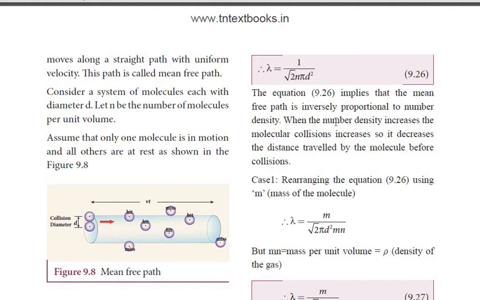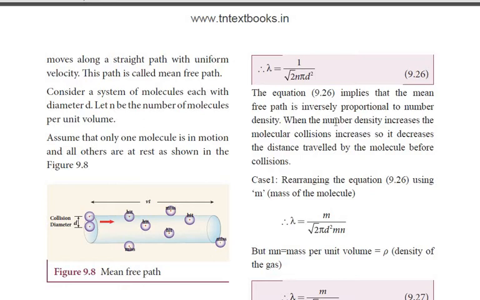Now multiply and divide by mass, small m, because we have to calculate the density. So lambda is equal to m divided by root 2 pi d square mn. Here mn is the mass per unit volume, represented by rho, that is the density. So mn can be replaced as rho. So lambda is equal to m divided by root 2 into pi d square rho.